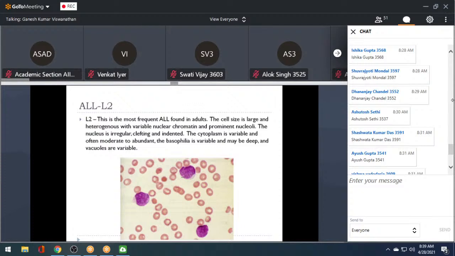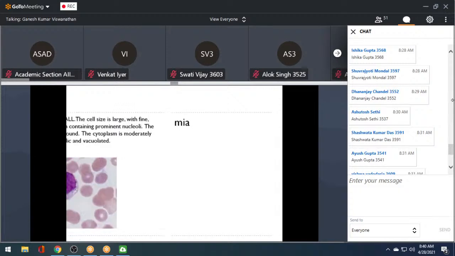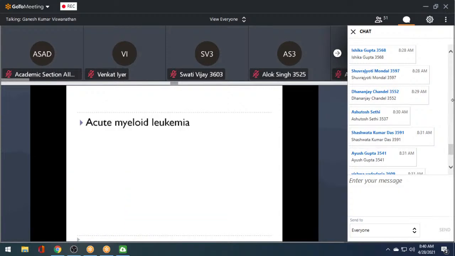Here, usually we can see a prominent nucleolus, and the cytoplasm can be a little more in amount compared to the other one. So L3 is classified as Burkitt's leukemia lymphoma. This is less common compared to the other two tumors. So that is for acute lymphoblastic leukemia.